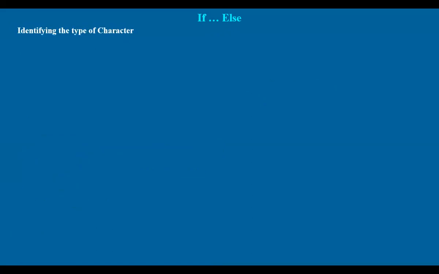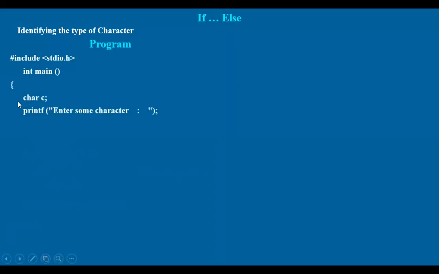Suppose we are going to enter some character. It may be a number, an alphabet, or some special symbol, whatever it is. And we are going to identify what sort of a character it is with the help of if-else. Let us see. So we have taken a character here. The character is taken as the input. You are asked to enter the character and the character is assigned C.